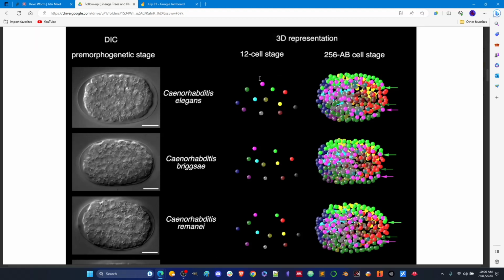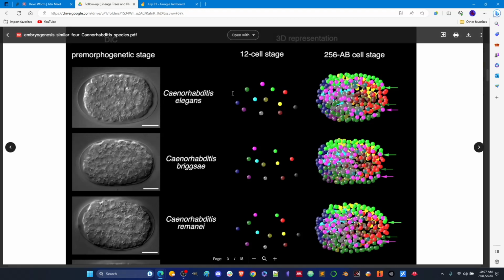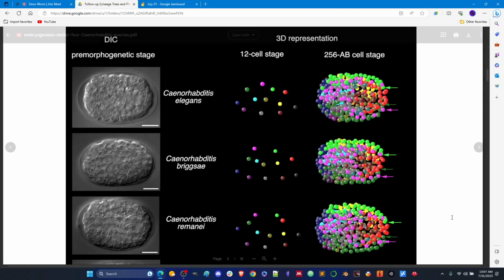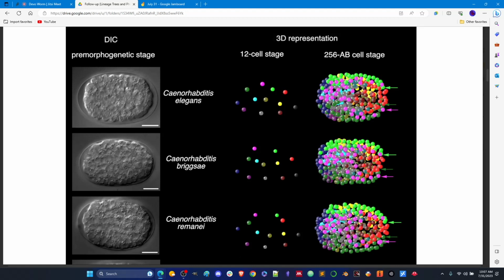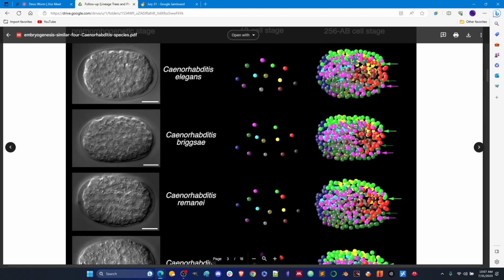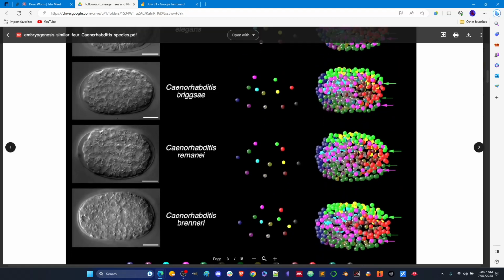So you have this green and this purple, and that purple cell is going to give rise to a bunch of cells that all have a fate that's either in that tissue type or a series of tissue types that are related. So they look at the founder cells at this stage here, and then the 256 cell stage here. You see a much denser cloud, and you see these arrows showing the different colors. Then this is the DIC microscopy on the left. This is light microscopy that shows C. elegans, C. briggsae, C. remanei, and C. brenneri. So you can see they look similar.